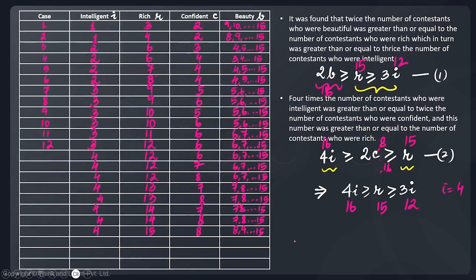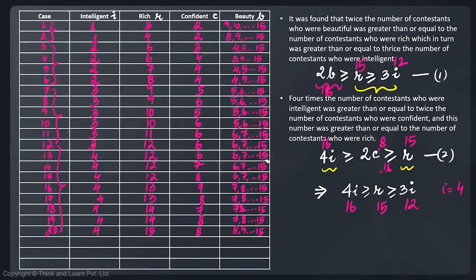Now we can't move the value of R to be more than 15. Why? Because the number of contestants who are rich can be at most 15. So beyond 15, we can't take R. So that's the limit. So we have case number 13, 14, 15, 16, 17, 18, 19 and 20. So if we pay attention, these two are for case 1. The next 4 are for case 2. The next 6 are for case 3. The next 8 are for case 4.